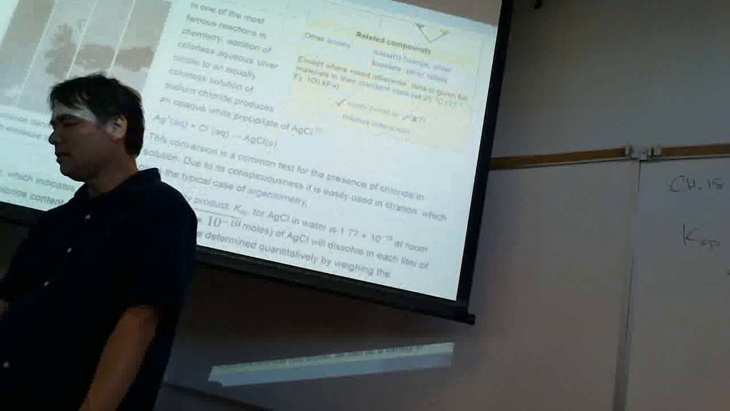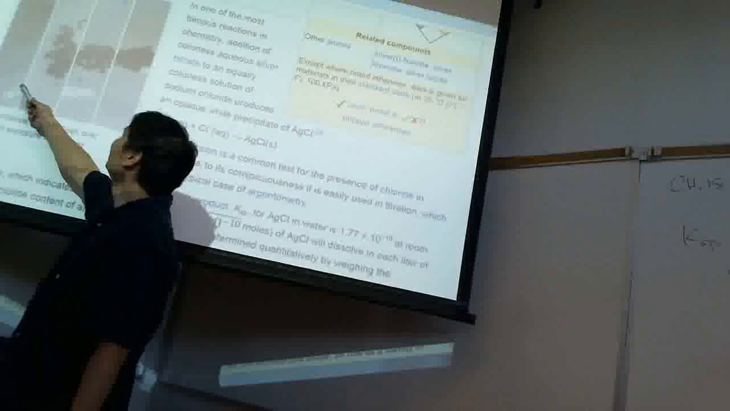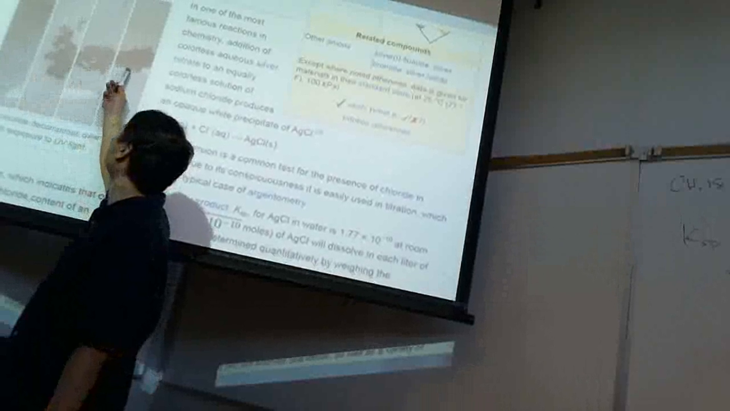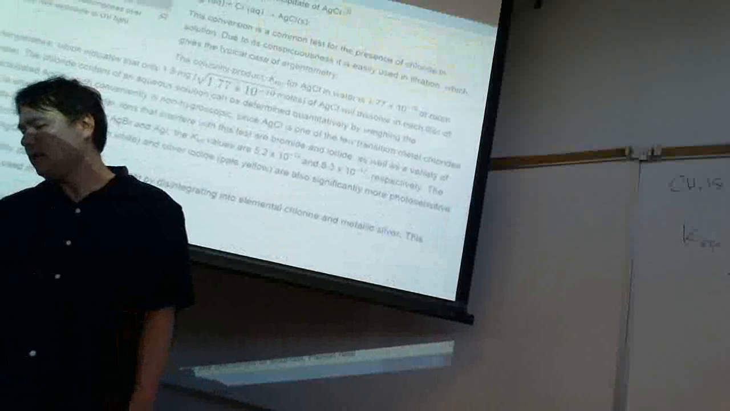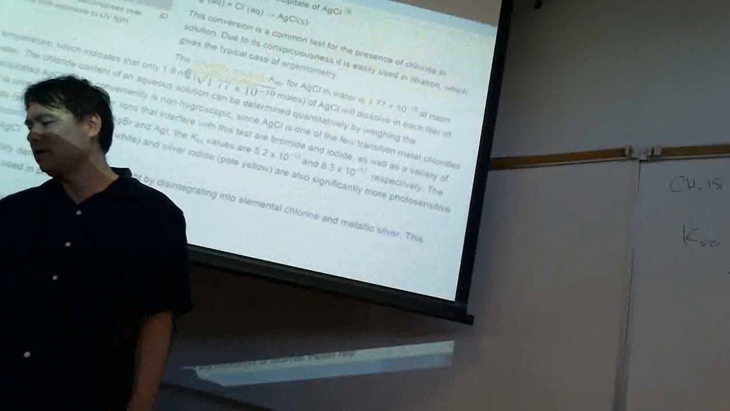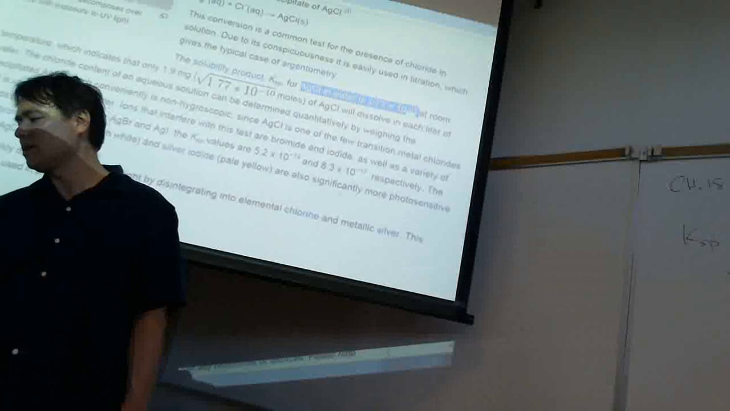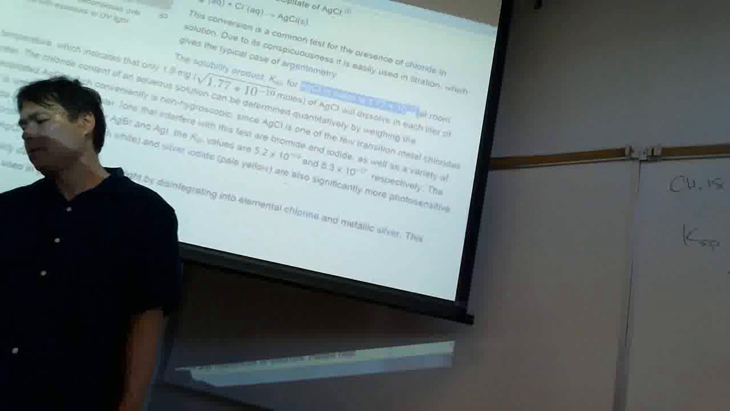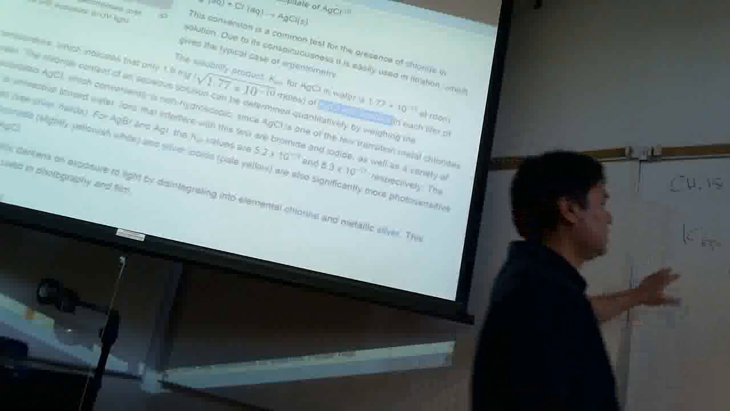Silver chloride is light sensitive. This is a photochemical reaction, it's a redox reaction. And what you're doing is you're just oxidizing the chloride and reducing the silver to silver metal, with chlorine gas. All right, the solubility product, let's take a look at that. Ksp for silver chloride in water is 1.77 times 10 to the minus 10 at room temperature, which indicates that only 1.9 milligrams of silver chloride will dissolve. And so what the Ksp is, it's this.